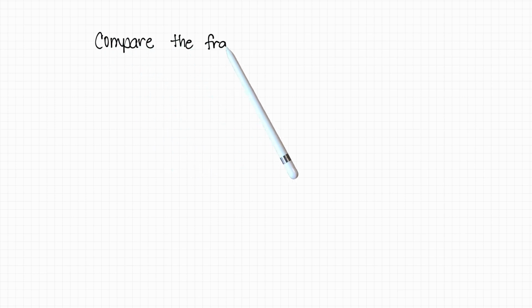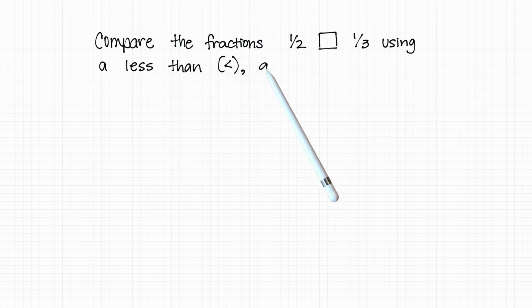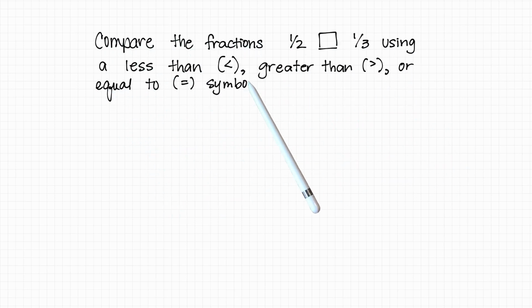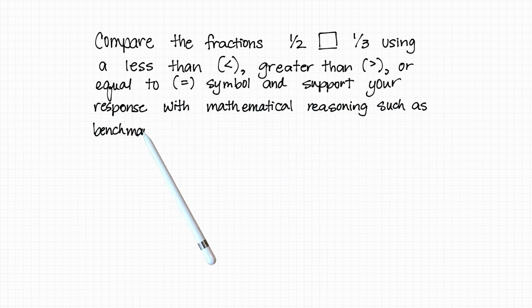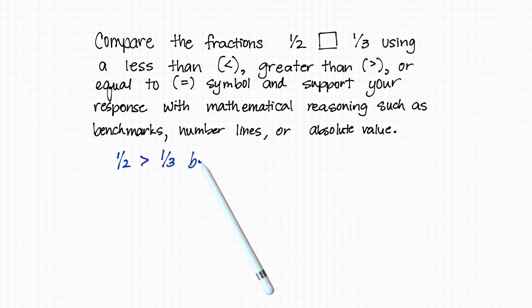In this video, I'm going to go over some of the questions that you're going to have for an exit ticket to review what we learned last week for 3.4, comparing decimals on a number line. A question that you might have is to compare the fraction 1/2 and 1/3 using less than, greater than, or equal to symbols to support your response using mathematical reasoning such as benchmarks, number lines, or absolute value.